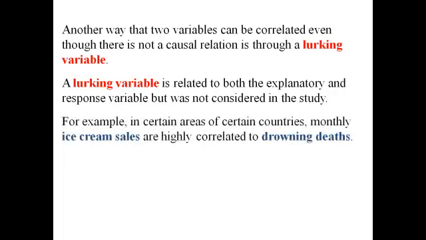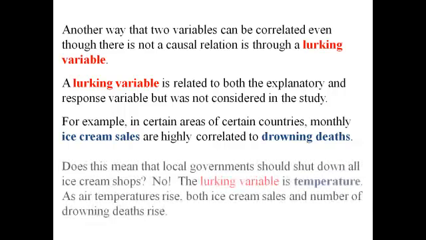For example, in certain areas of certain countries, monthly ice cream sales are highly correlated to drowning deaths. Now think about that for a second. Monthly ice cream sales and drowning deaths turn out to be highly correlated in certain areas. So as ice cream sales go up, drowning deaths tend to go up. When ice cream sales are down, drowning deaths tend to go down. Does this mean that local governments should shut down all ice cream shops?